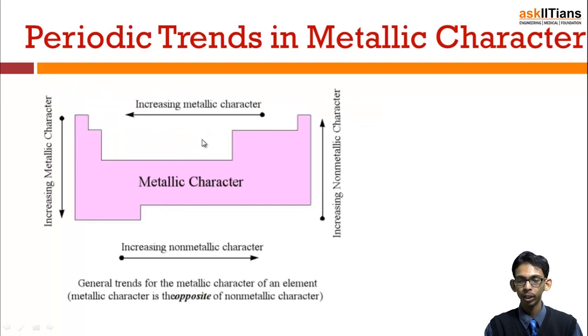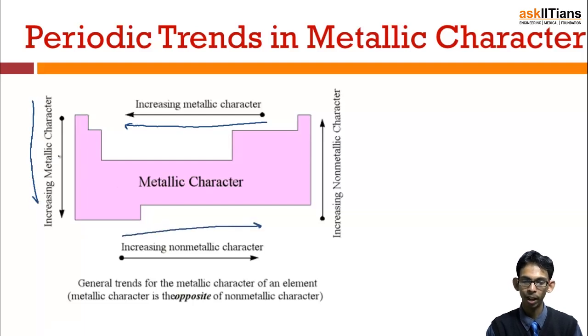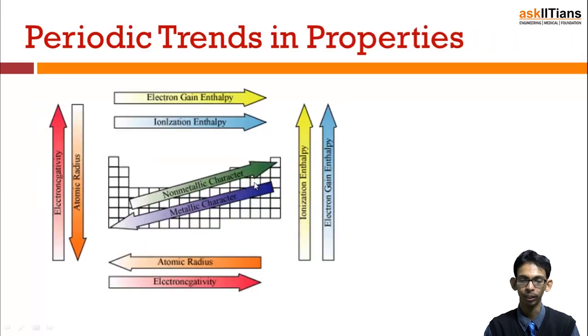Next is period. Again, here it is shown that metallic character increases in this direction, that means from right to left, while again down the group metallic character increases and non-metallic character decreases. When we move from left to right, the non-metallic character will increase and metallic character will decrease. When we move from top to bottom, metallic character will increase and non-metallic character will decrease. That means metallic and non-metallic character are opposite to each other actually.